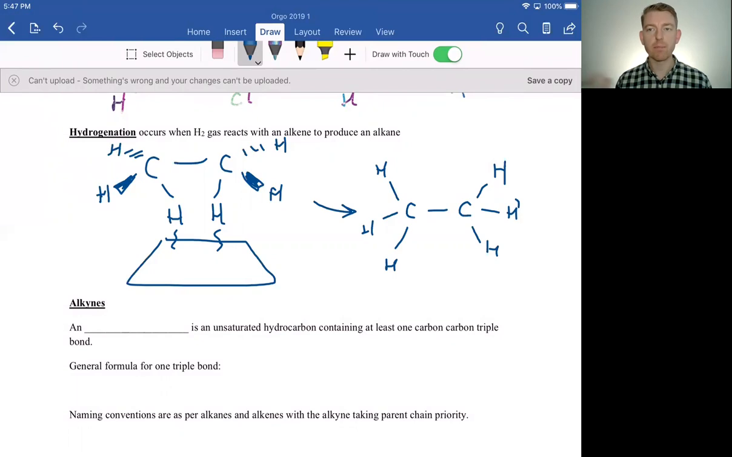So alkynes, the rules really don't change. It's just we're looking at a triple bond instead of a double bond. So an alkyne would be what you would fill in that block of text there. An alkyne is an unsaturated hydrocarbon containing at least one carbon-carbon triple bond.